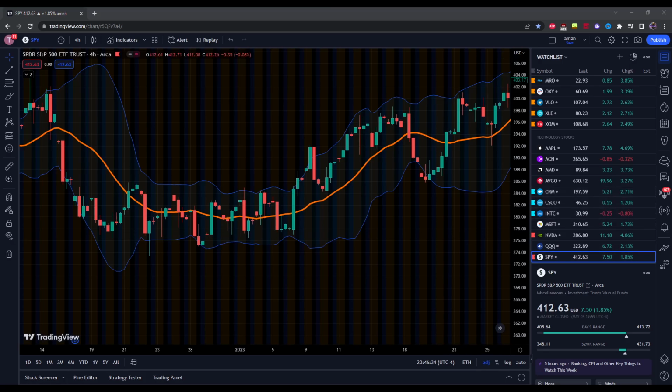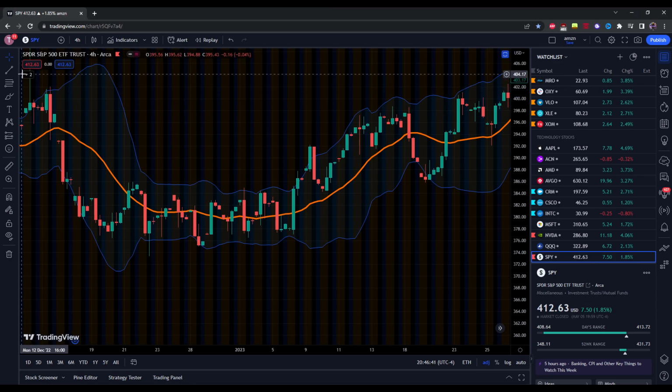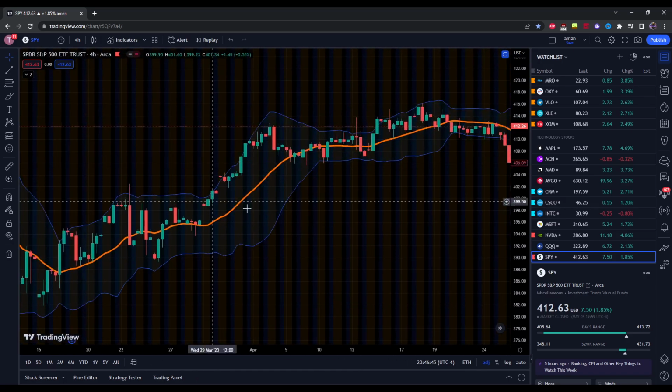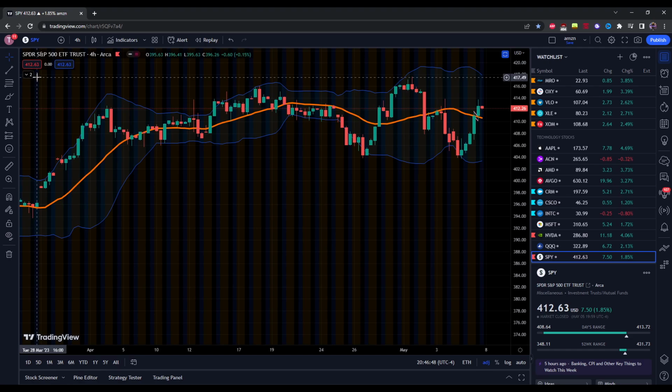However, I know a lot of people don't use Bollinger Bands the way I use Bollinger Bands in my strategies. Obviously, I'm using other stuff as well. I'm not just using Bollinger Bands as the be-all and end-all of my strategy. However, it is definitely there.